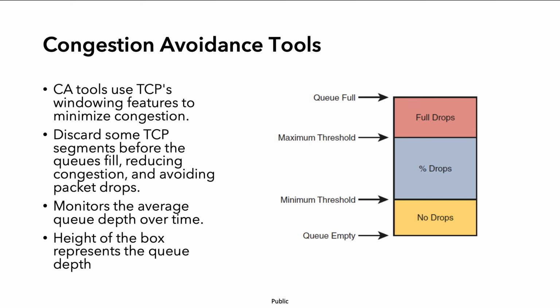When the queue depth is below the minimum threshold value, like shown in the yellow, it does not react. When it is between the minimum and maximum threshold, the congestion avoidance tool discards a percentage of packets, usually a small percentage like 5, 10 or 20%. But if it crosses the maximum threshold, when you see the orange one, the tool drops all the packets in an action called full drop.